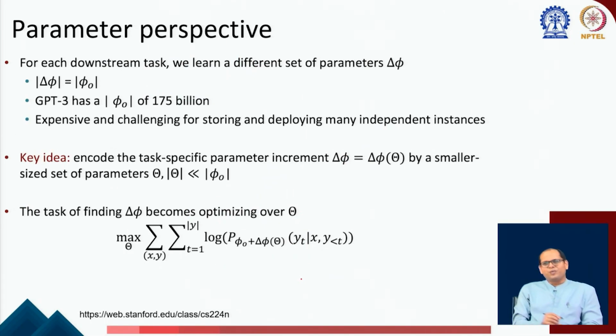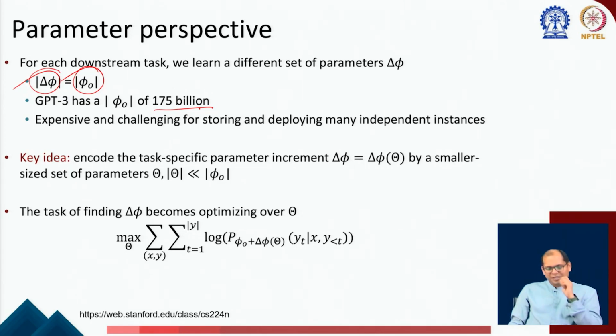Now what is the issue with this? See, the update that I am getting, this delta phi, is of the same size. The number of deltas that I am computing is the same size as the initial parameter set, because for each parameter you are finding out how much it has to be shifted in the fine tuned model. So take a large model like GPT-3 that has 175 billion parameters. That means you have to find 175 billion changes, one for each parameter.